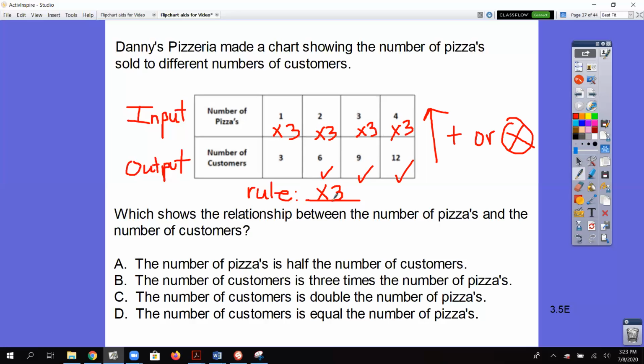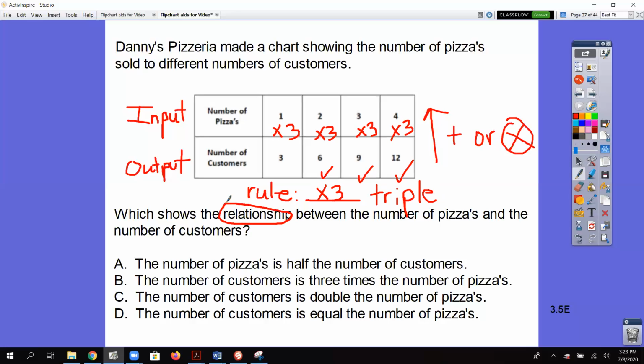Anybody know another way to say times 3? That would be triple. Just like triplets. If a mom has triplets, she has 3 babies. Like tricycle, triangle, they have 3. A tricycle has 3 wheels, a triangle has 3 sides. Triple means times 3. Which shows the, oh look, there's that word again, relationship.